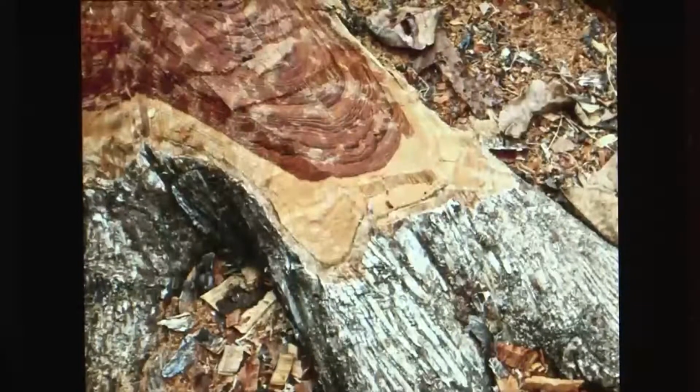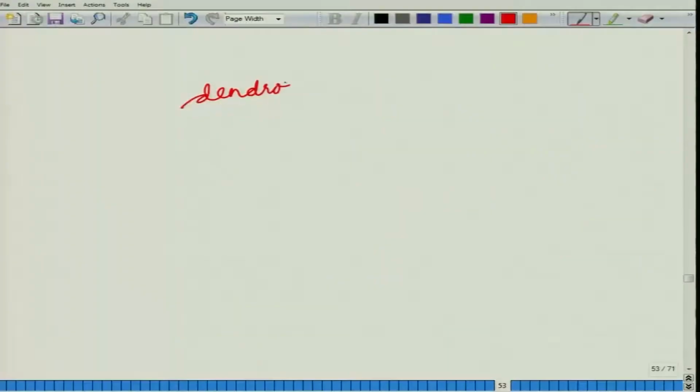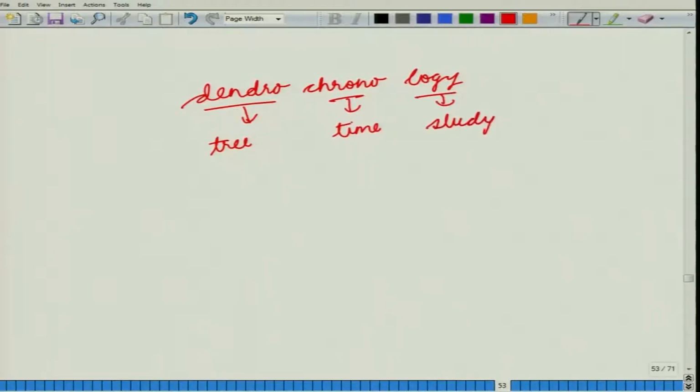The growth rings are very important in a branch of science known as dendrochronology. So, looking at the word roots, dendro means tree, chrono means time, and logy means study. So, we are trying to measure time using trees, and we are trying to study those.